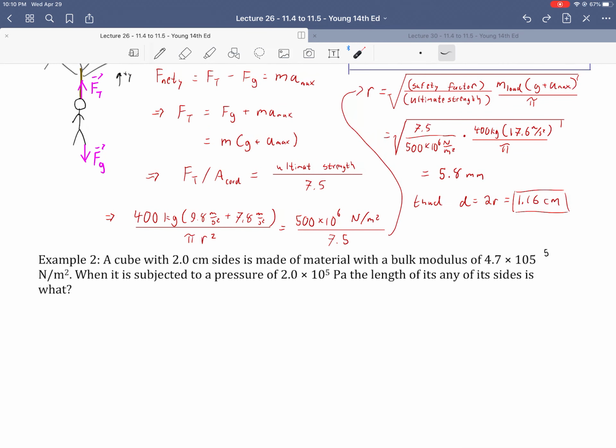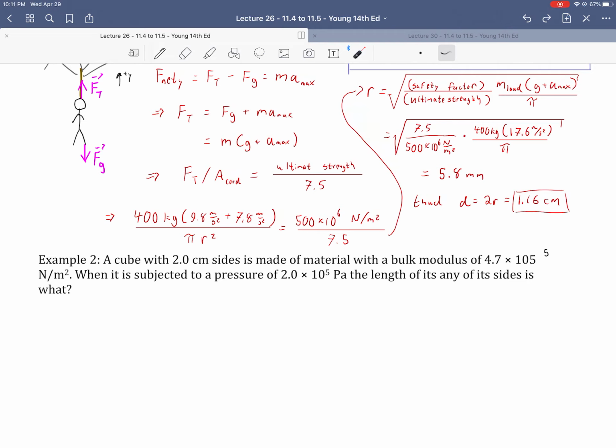All right, so let's run through example 2 as well. A cube with 2 centimeter sides is made of material with a bulk modulus of 4.7 times 10 to the 5th. Okay, and this should say 10 to the 5th. You can see here that I tried to make the subscript, but I guess I didn't erase the 5 properly, but it should say 10 to the 5th. Okay, and the units, of course, newtons per square meter.